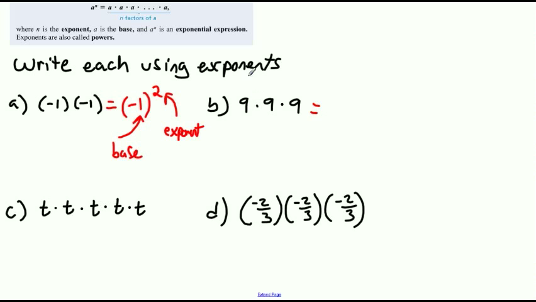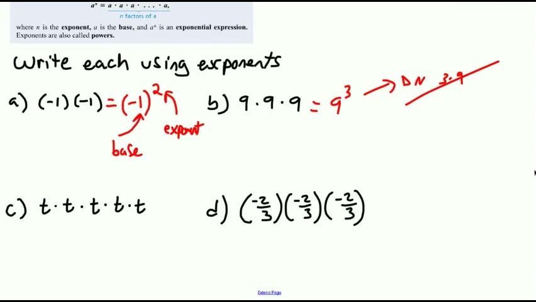Check this one right here. 9 times 9 times 9 means 9, which is our base, raised to the power of 3, because there are 1, 2, 3 9s. So what this means is you multiply 9 by itself 3 times, not 9 times 3. That's a big mistake. So this right here does not mean 3 times 9. Okay, that is a big no-no.